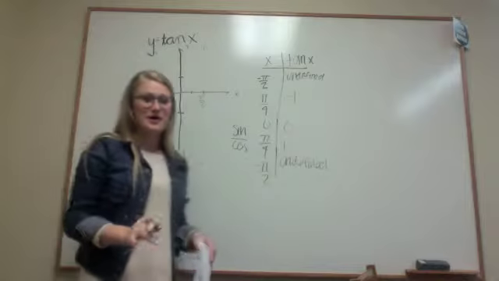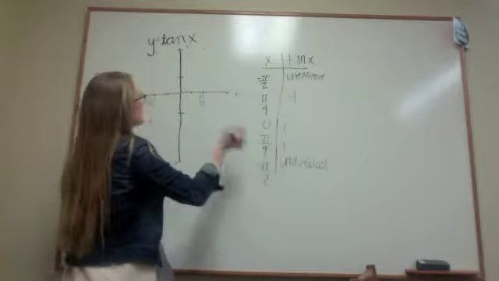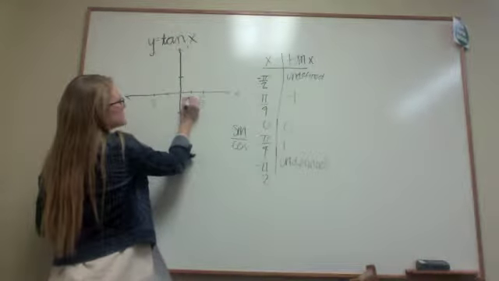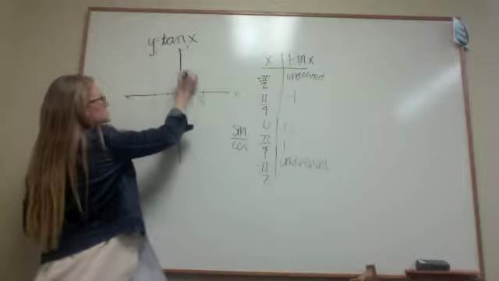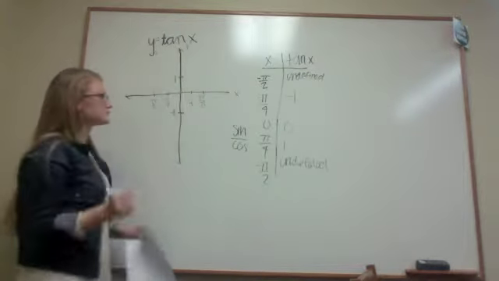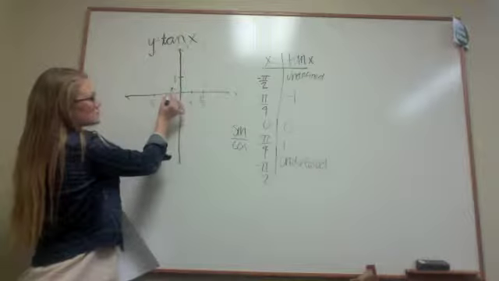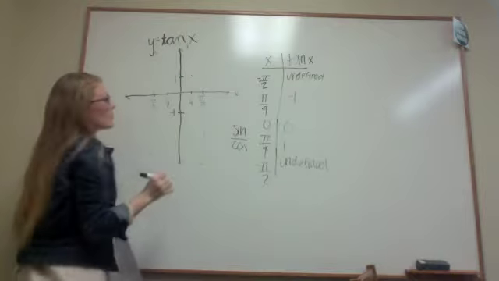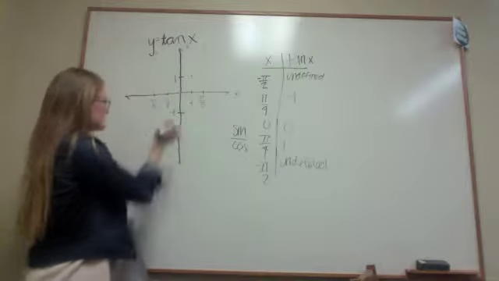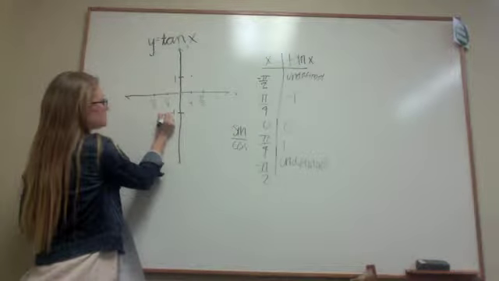Next, you're going to plot your points. As shown here, this is pi over 4, this is negative pi over 4. 1 and negative 1. 1 is pi over 4, so that's where your first point goes. And then secondly, it's negative pi over 4 and negative 1.